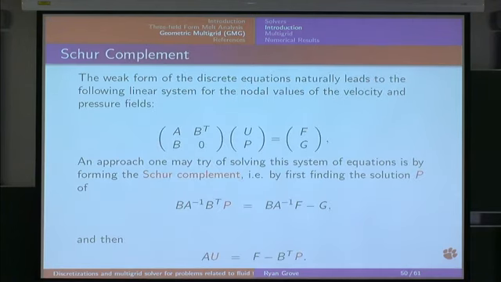And let's just talk about a Schur complement real quick. So the weak form of the discrete equations naturally leads to the following linear system of nodal values. We get this. An approach one may try to solve this system of equations is by forming your Schur complement. So what does that mean? First, you just want to find the solution P of this equation, and then you want to plug it into this equation and then solve for your velocity U.